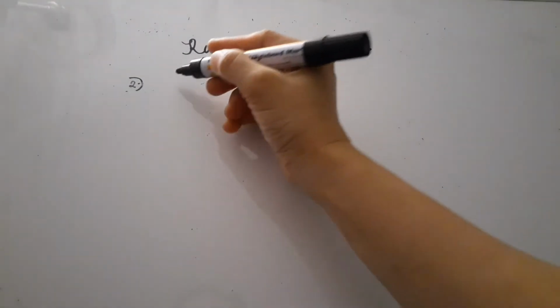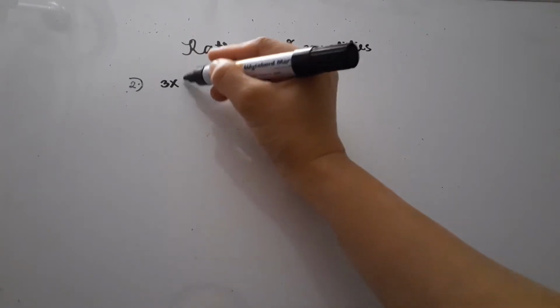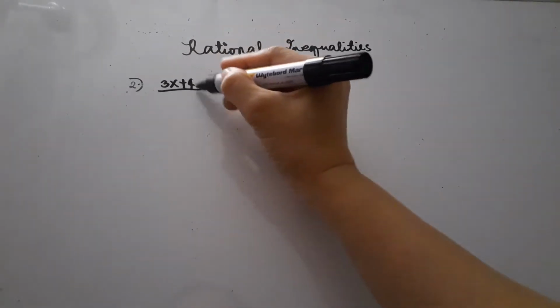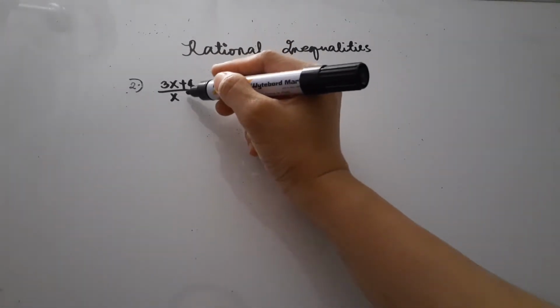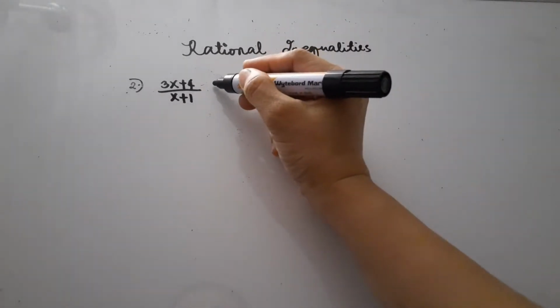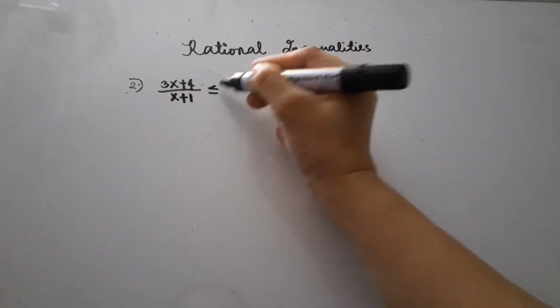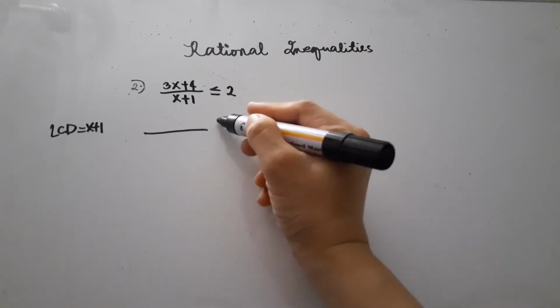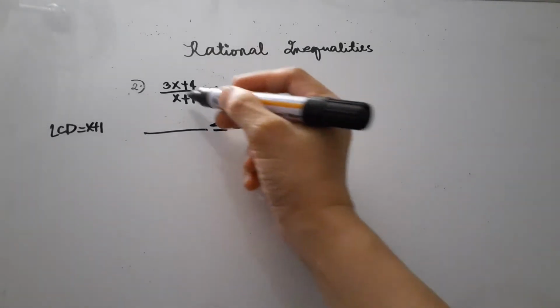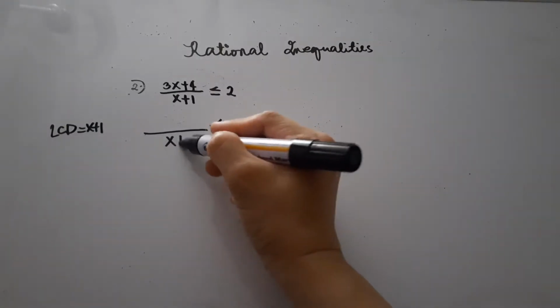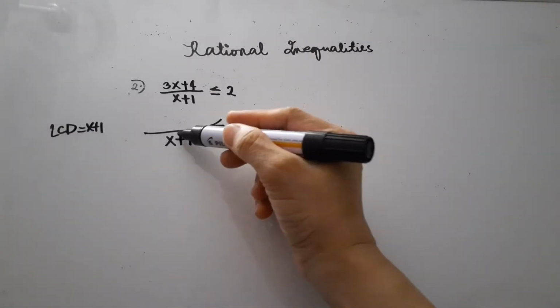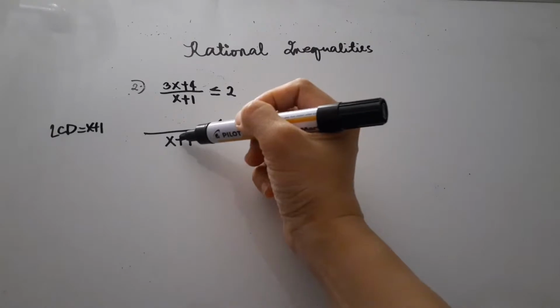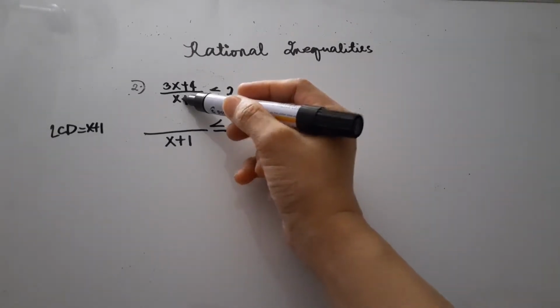Let's have example number 2. We have (3x + 4)/(x + 1) ≤ 2. First, we need to find the least common denominator, which is x + 1. And then we divide each side by the least common denominator. So x + 1 divided by x + 1 is 1.